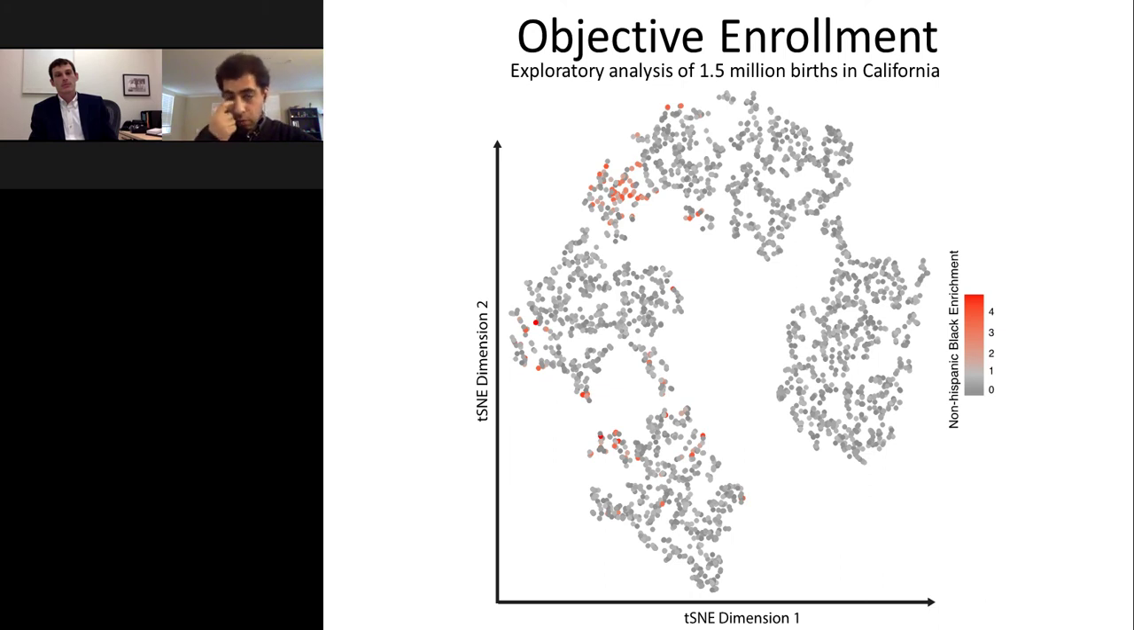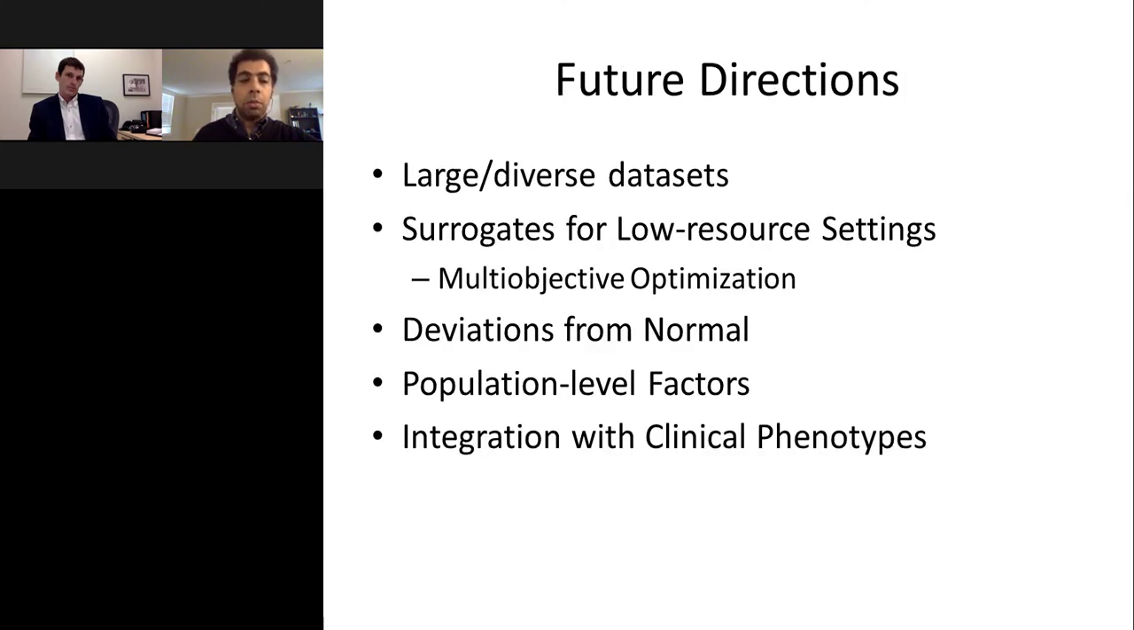Here we have a data set of 1.5 million births in California. Each dot represents a cluster of patients. You can see that there are specific clusters that have a higher black to white ratio. We generally know that African Americans have a higher preterm birth rate. So the idea here is to objectively select the samples from an analysis like this that would represent the entire population, and then go back and do a detailed multi-omics profiling on them. And then that would enable us to generalize the results to the entire population.